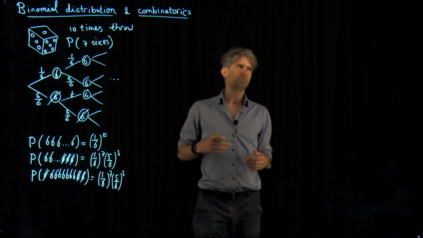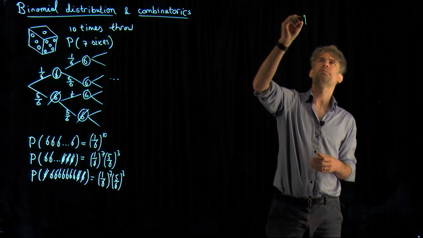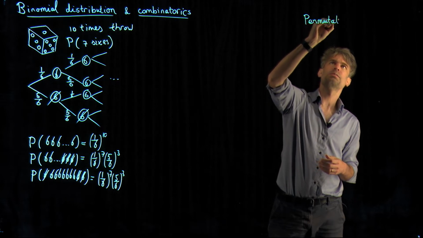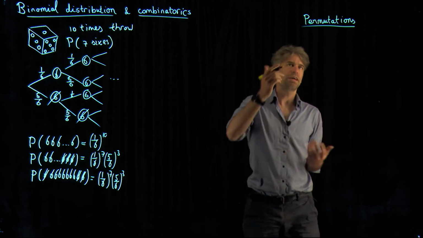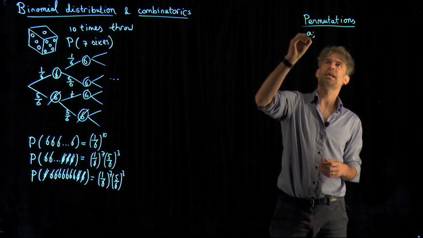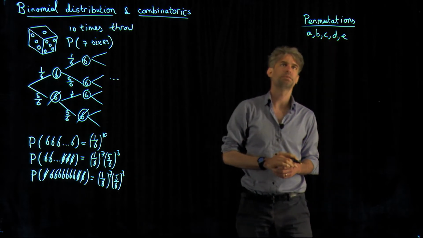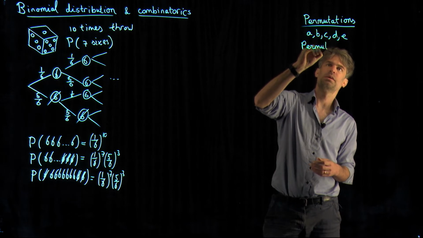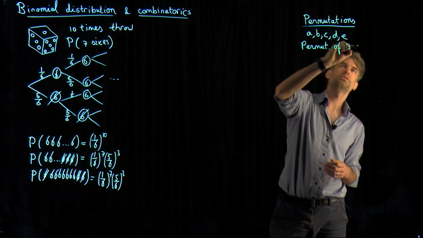So let's do a little bit of combinatorics, and the first thing we're going to look at is what we call permutations. Now, what's a permutation? If I have, for example, 5 letters, A, B, C, D, and E, I could look at a permutation of, say, 3 out of these 5.